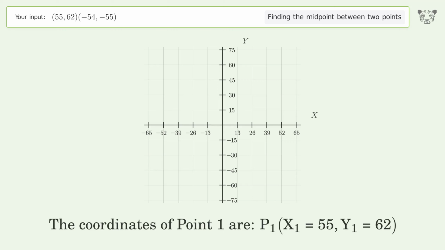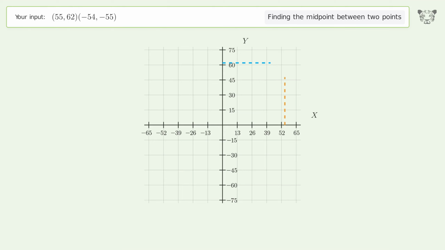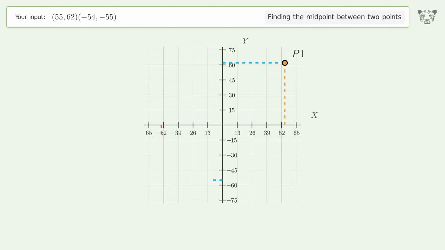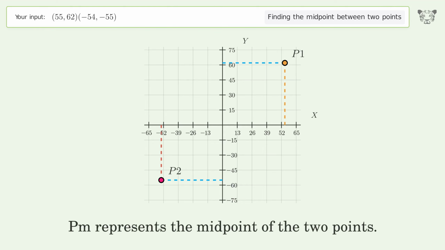The coordinates of point 1 are, x1 equals 55, y1 equals 62. The coordinates of point 2 are, x2 equals negative 54, y2 equals negative 55. PM represents the midpoint of the 2 points.